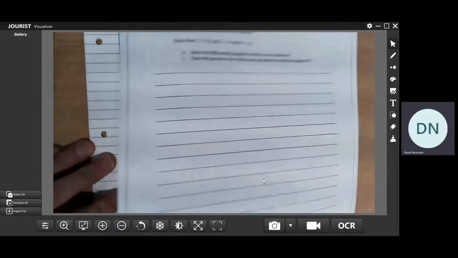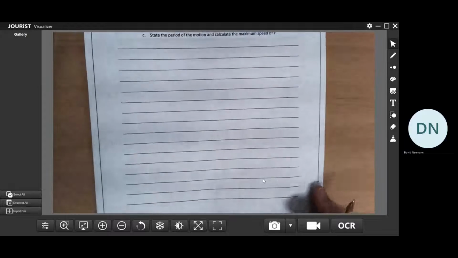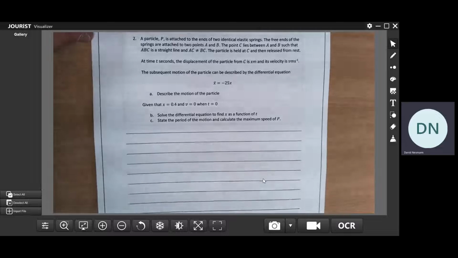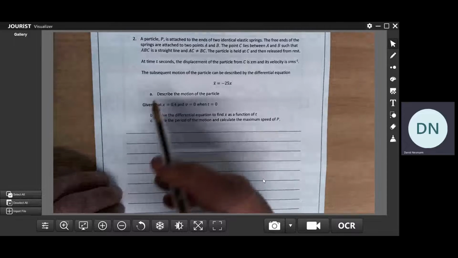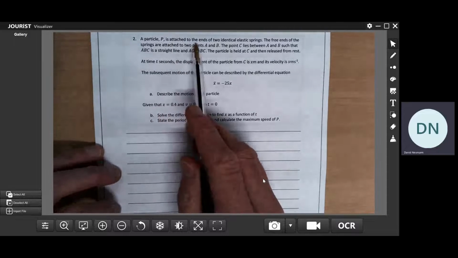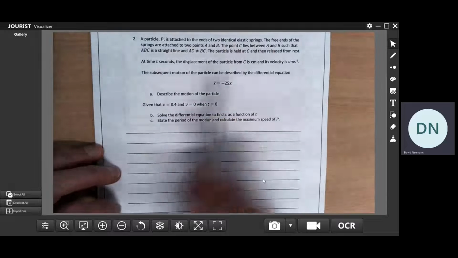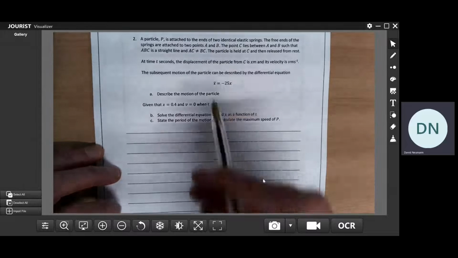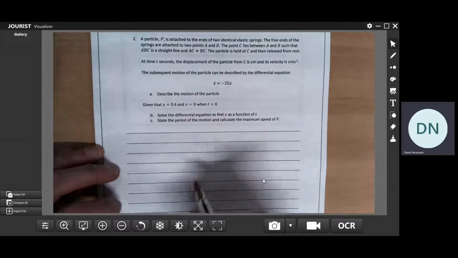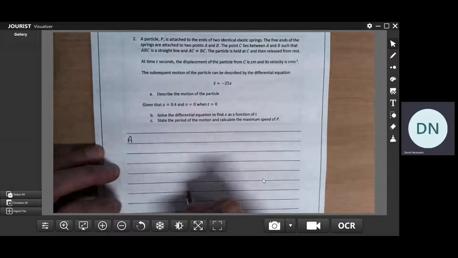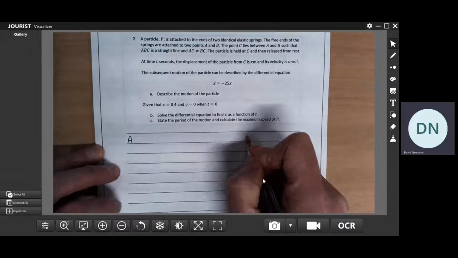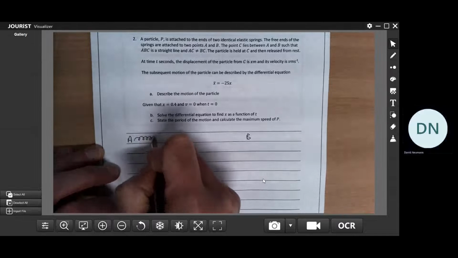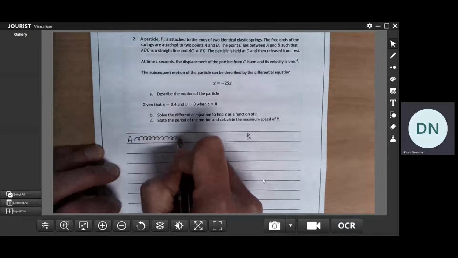Let's go on and have a look at the second example. So the second example here over the page, we've got a particle P attached to the ends of two identical elastic strings, and the free ends of the springs are attached to 2 points A and B. So if we have A here and B over here, what we've got is a spring which we quite often sketch like this.